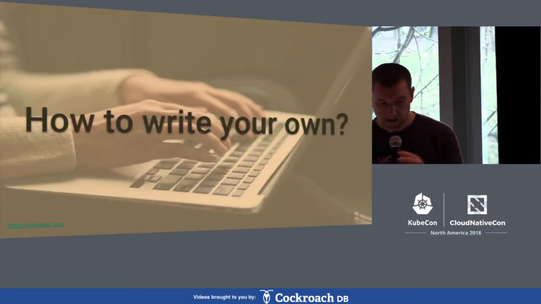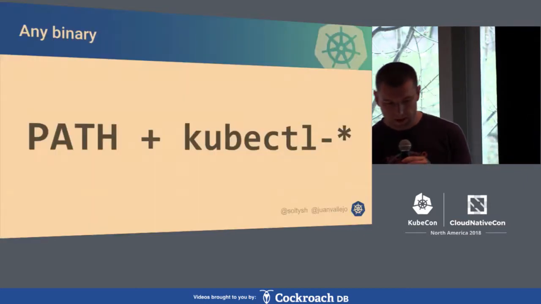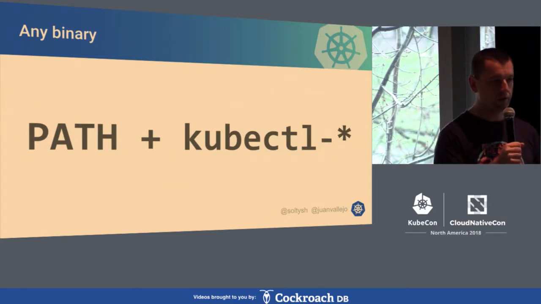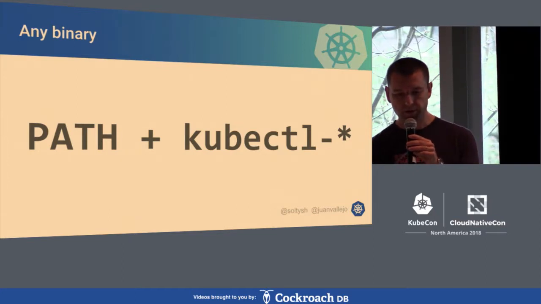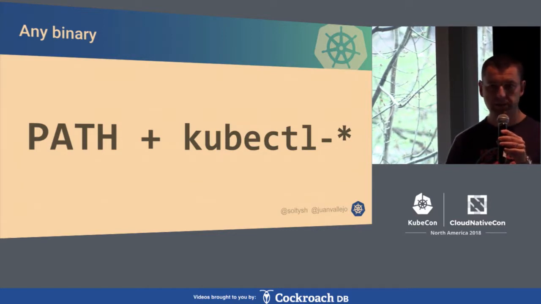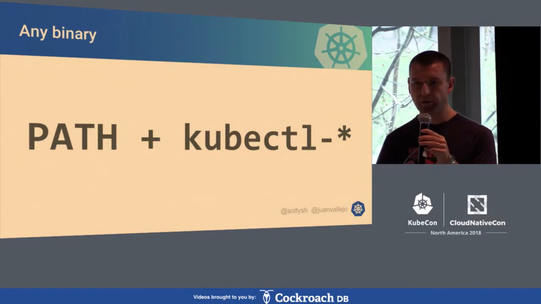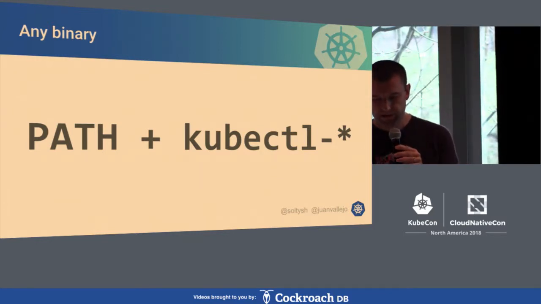So, how to write a plugin these days? It's actually very simple. Literally any binary living in your path, whose prefix is kubectl dash, is a plugin for kubectl. We got this idea from the Git subcommands. It's working very well for them. There are some tweaks, and Juan will be talking about the naming conventions because we diverged a little bit from what the original Git mechanism has, but that's a separate thing.